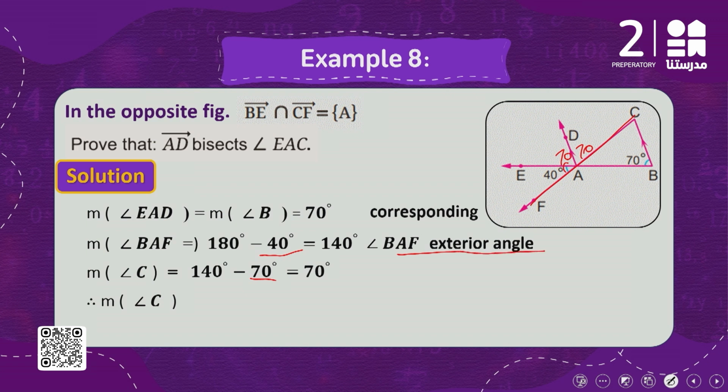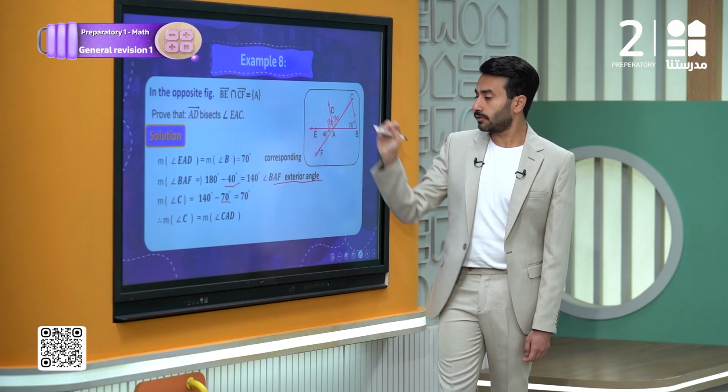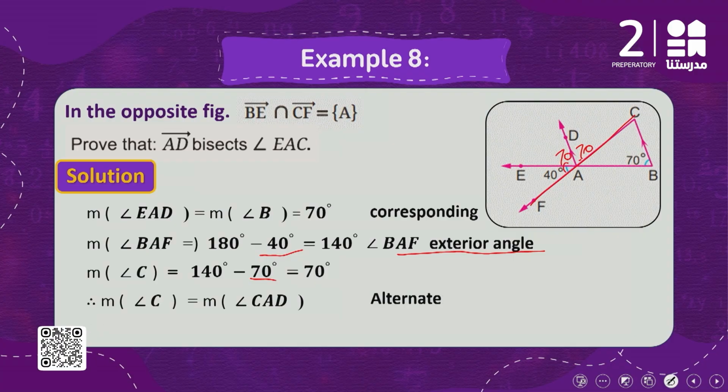Now for the next one, as we said, this is 70. Now at the end, you can see that this angle equal to this angle. Angle CAD equal to angle DAE. So you have to say that AD bisect angle EAC. This line bisect this angle, which was 140 to 70 and 70.